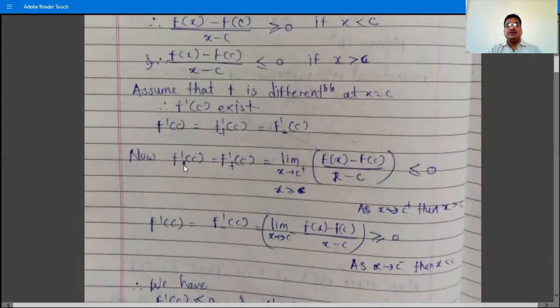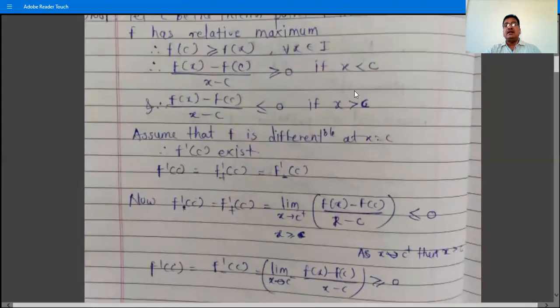And what is f'(c)? Now f'(c) is equal to f'(c+), taking f'(c) as f'(c+). And f'(c+) is what? Limit as x tends to c+ of (f(x) - f(c)) / (x - c). This is the right hand derivative. And x tends to c+ means x is greater than c.